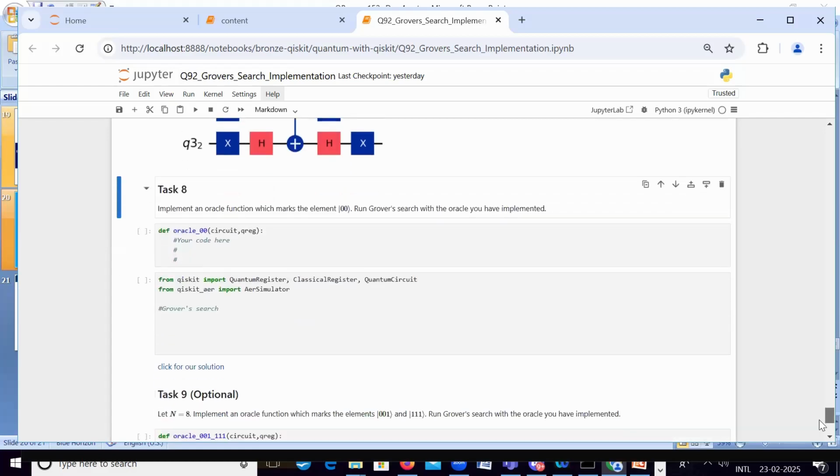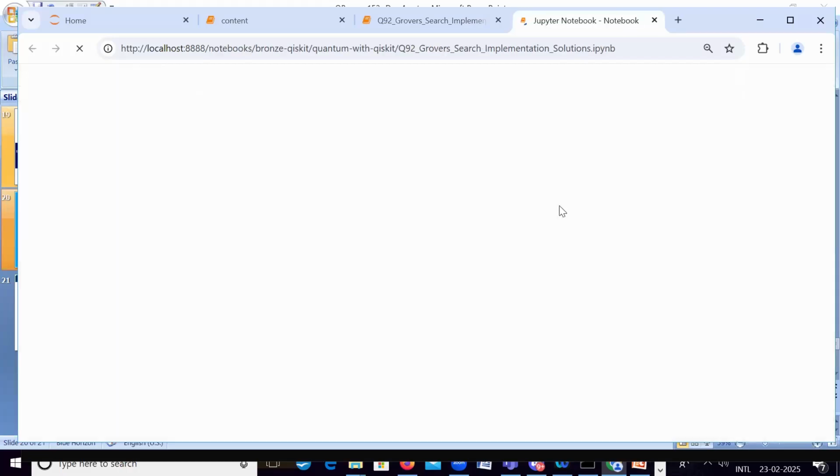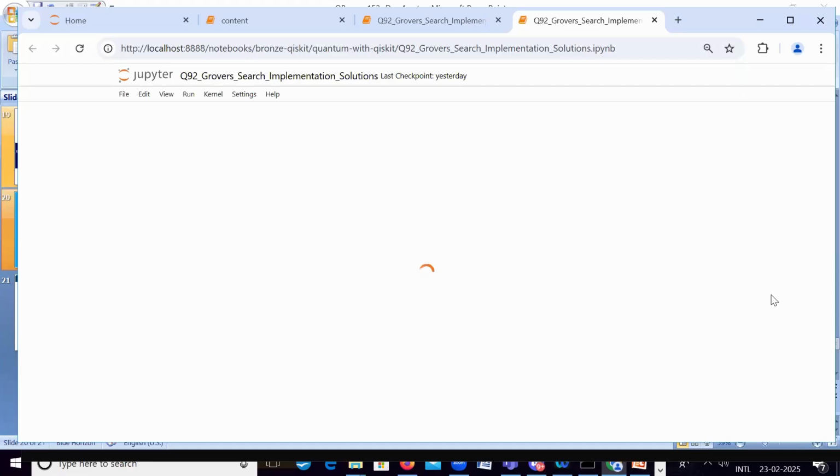Now the next task is the eighth one, implementing the oracle function which marks the element 0, 0, and running the Grover search with the oracle you implemented. It means creating an oracle function which marks the element in the state 0, 0. So let's see how this oracle function should be defined, which is the last part of the Grover search algorithm.